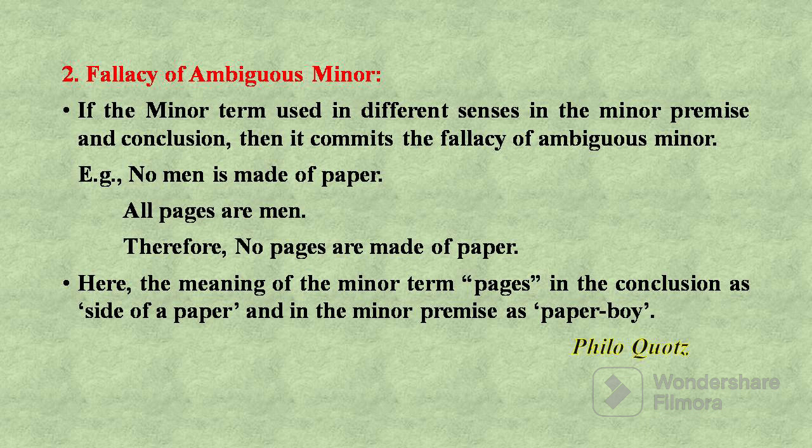Fallacy of ambiguous minor. If the minor term is used in different senses in the minor premise and conclusion, then it commits the fallacy of ambiguous minor. For example, no man is made of paper. All pages are men, therefore no pages are made of paper. Here the meaning of the minor term pages in the conclusion is sheet of paper and in the minor premise is paper boy. So the minor term is used in different senses. That's why it commits a fallacy of ambiguous minor.